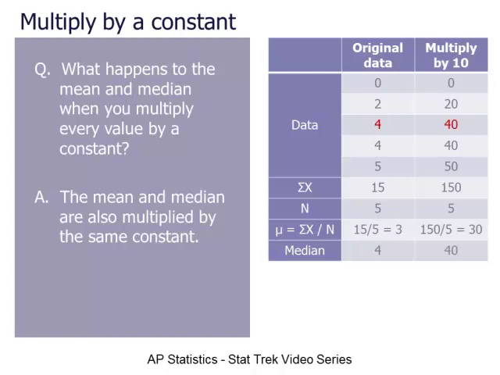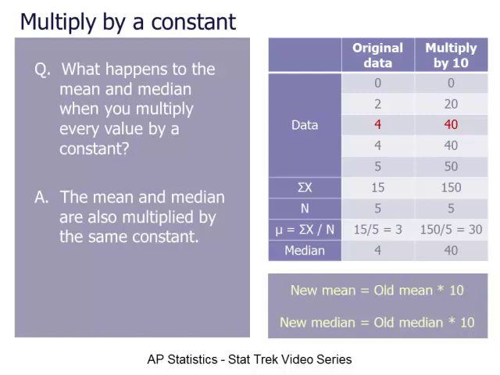Note what we've done with this example. We've multiplied each element in the original data set by the constant 10. And what has been the effect? The new mean is equal to the old mean times the constant 10, and the new median is equal to the old median times the constant 10. This example illustrates the following rule. When you multiply all of the values in a dataset by a constant, you also multiply the mean and median of that dataset by the same constant.